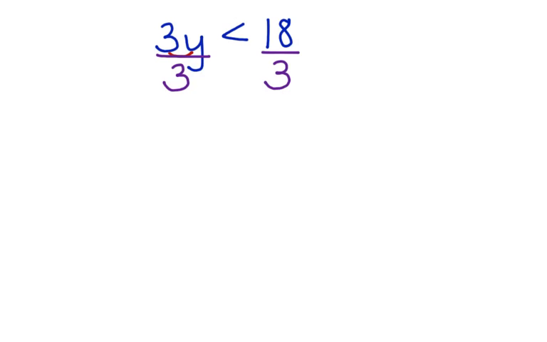3 divided by 3 is 1. We bring down the y. Y is less than 18 divided by 3, which is 6. This is the solution to this inequality.